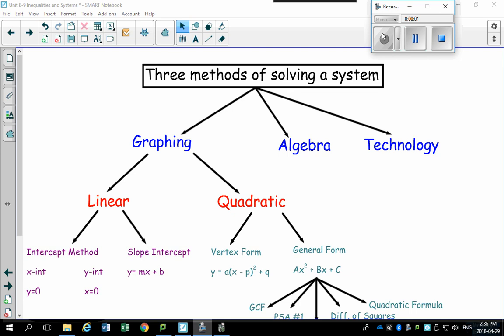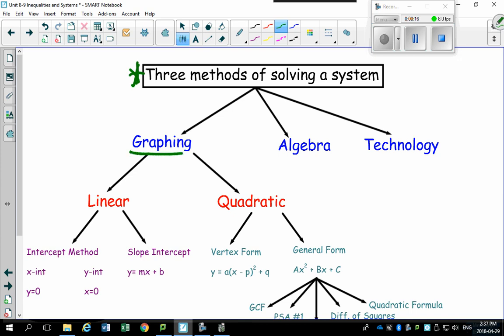So now that you know what kind of systems of equations we're going to get in this unit, either linear, quadratic, or whatever, what we have to figure out is how we're going to actually solve these things. That's the big thing. Well, there's three methods of doing that. You can do it graphically, you can do it algebraically, or you can use your calculator and technology.